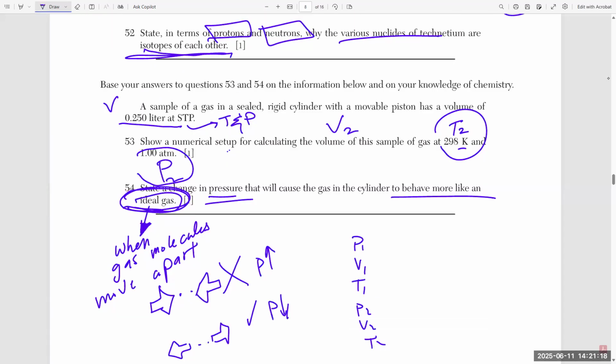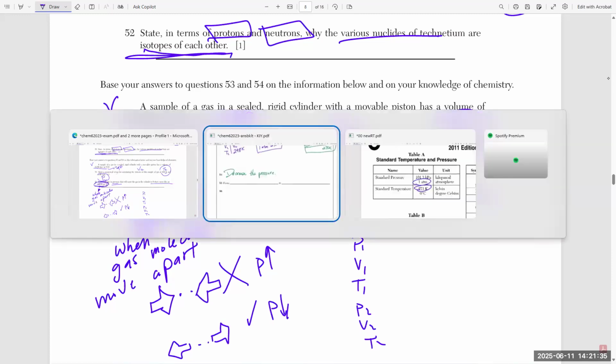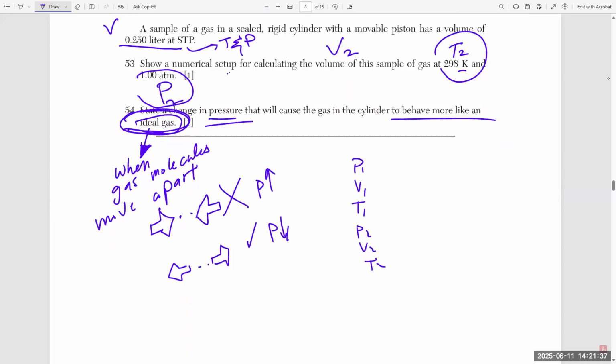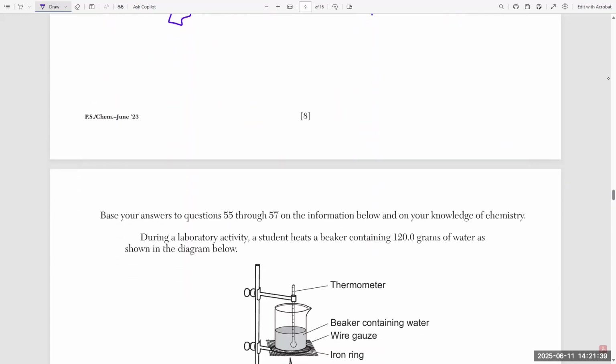Also, just understand in terms of temperature, how would you affect the temperature if they asked you about temperature? Well, if you heat gases, they expand and move further apart from each other. So a real gas behaves ideally at low pressures and high temperatures. All right, let's keep going. So let's go to 55.